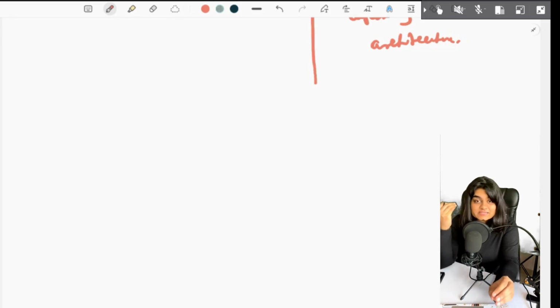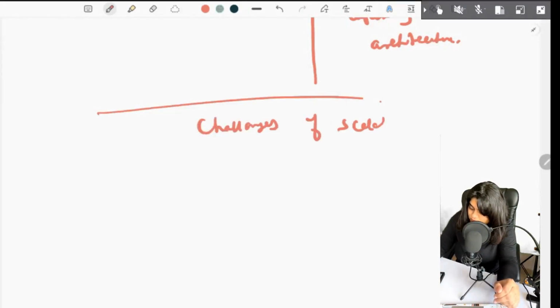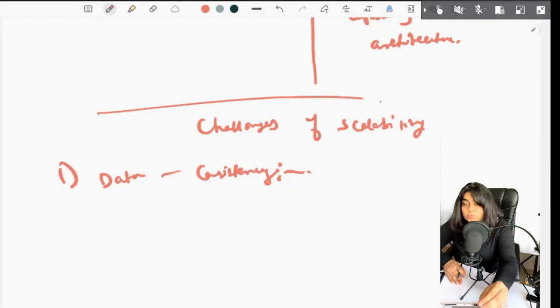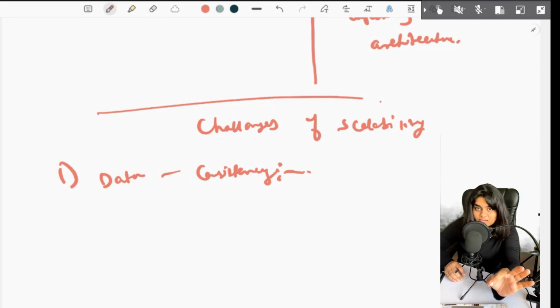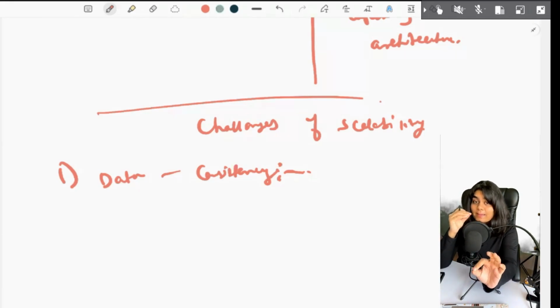Now, as great as scaling sounds, it comes with its own set of challenges. So let's talk about challenges of scalability. First is data consistency. We are talking about this in horizontal scaling. In horizontal scaling, data consistency can be a tricky part, especially if your system is distributed across different regions. You will need to make the decision based on the CAP theorem.